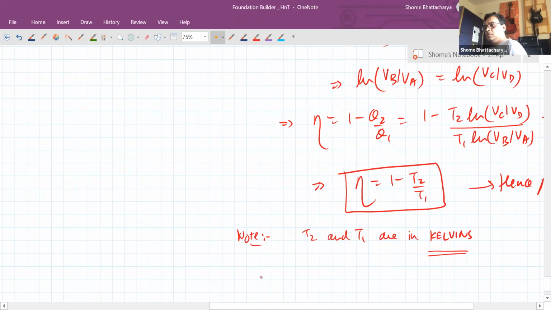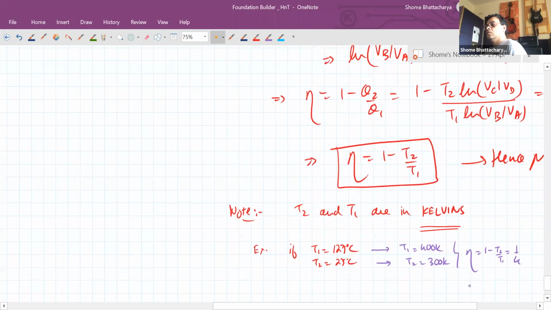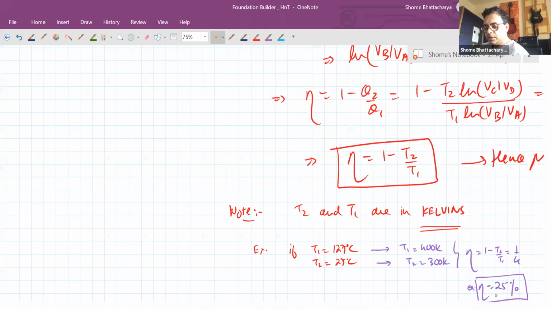Okay. So for example, if T1 is given to us as 127 degrees C and T2 is given to us as 27 degrees C, we should convert this first. T1 is 400 Kelvin, T2 is 300 Kelvin, and therefore the efficiency is 1 minus 3 by 4, so 1 by 4, or efficiency is 25%. So this is something you have to be very careful about, that make sure you substitute T2 and T1 in the formula only in kelvins and not in degrees C.